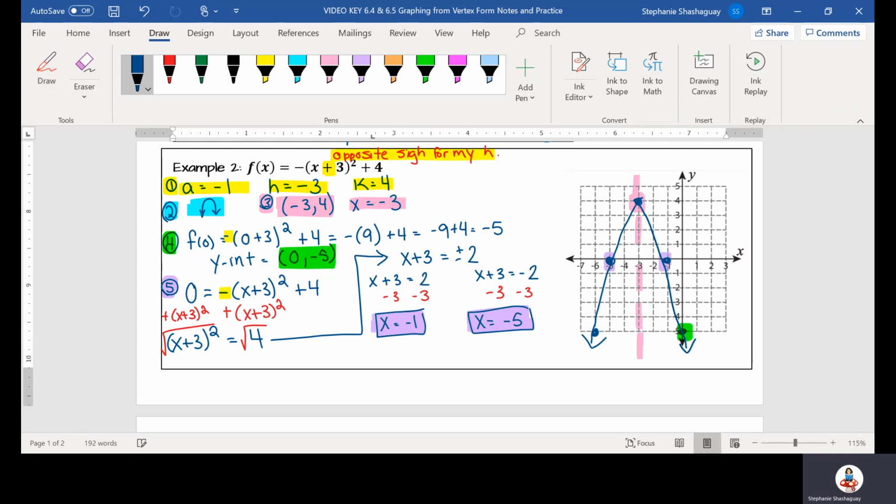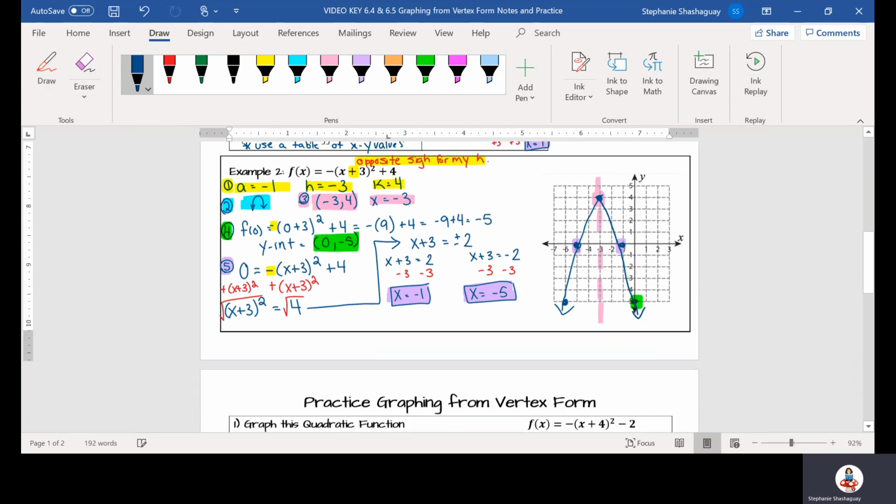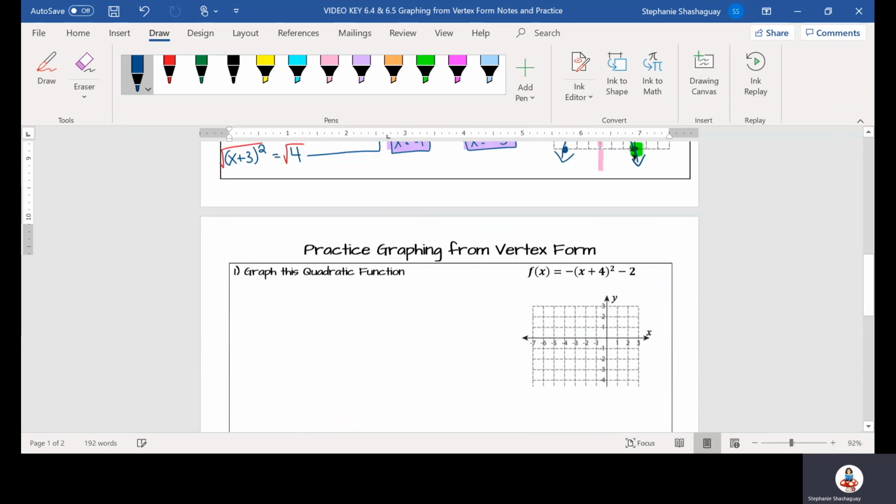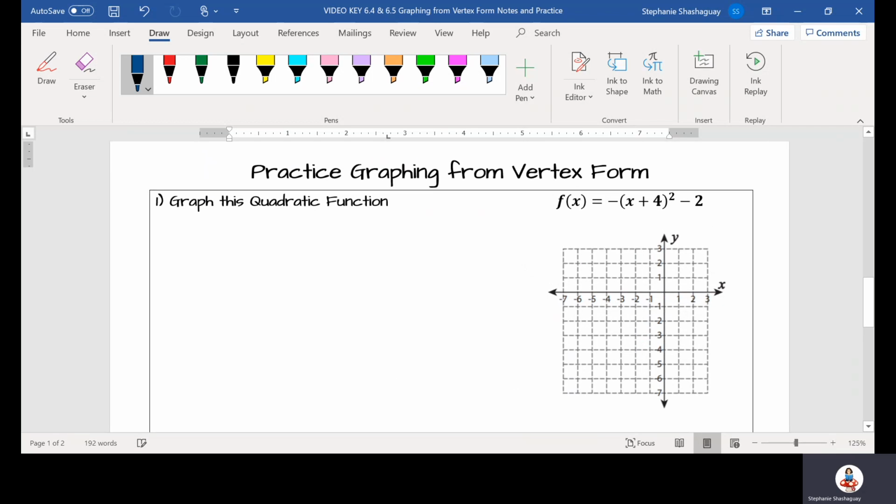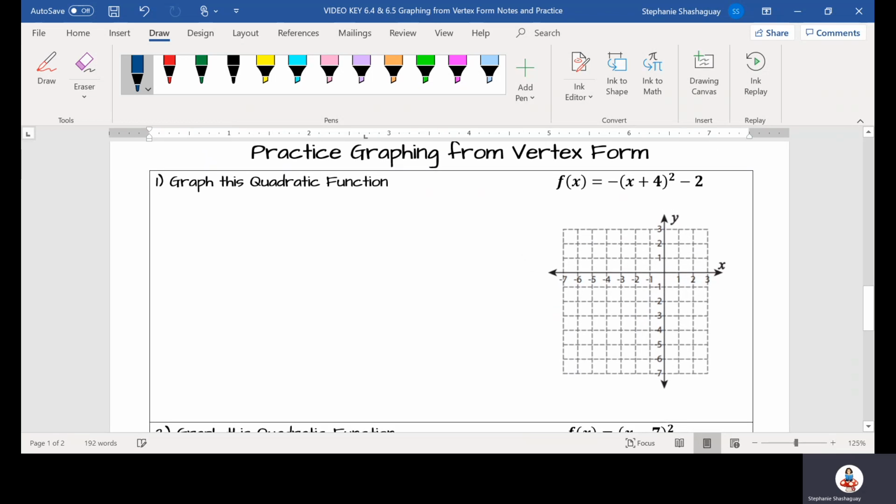All right, that is the notes portion of the classwork for Monday, March 22nd. I am going to go ahead and do this first practice problem with you in this video because I want to show you what happens if you cannot solve by the square root method. So in this practice problem, we have f of x equals negative (x plus 4) squared minus 2.